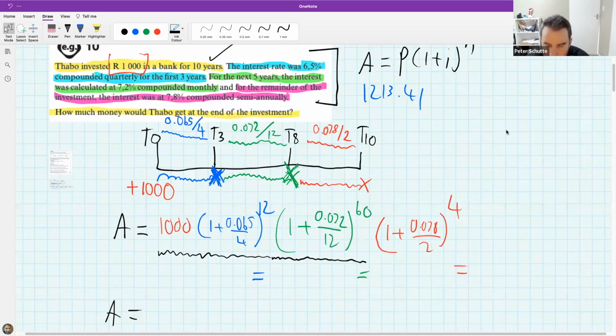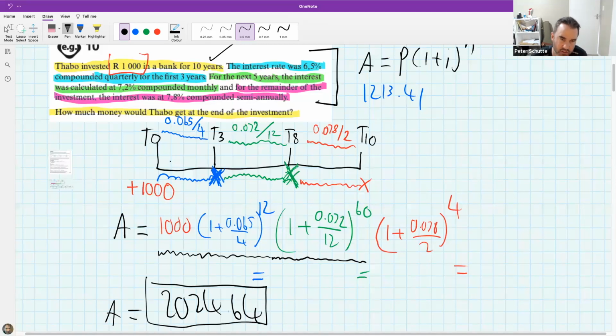Okay. So what we are getting is 2024.64. And so the 1,000 Rand that started has grown all the way to 2024.64.